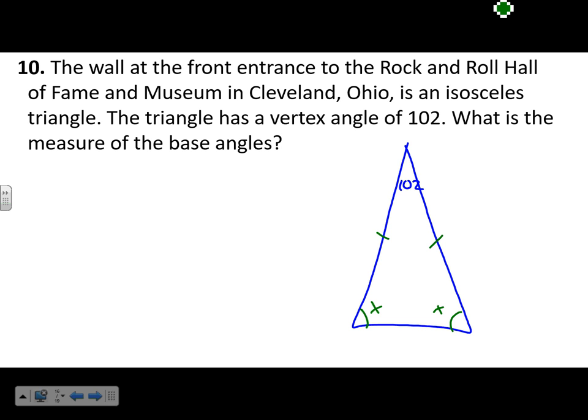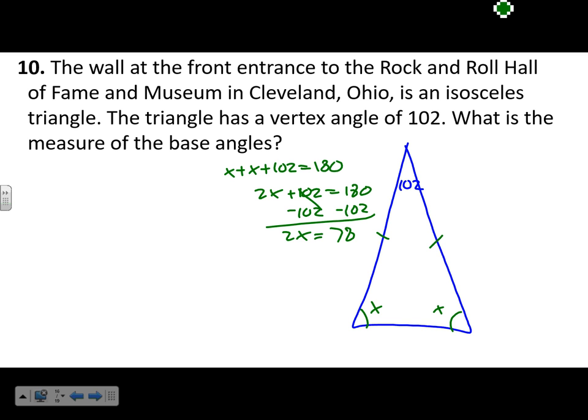So x plus x plus 102 is equal to 180. 2x plus 102. Don't go too quickly like I'm doing. 2x is equal to 180 minus 102, which is 78. Divide by 2, x is equal to 39.